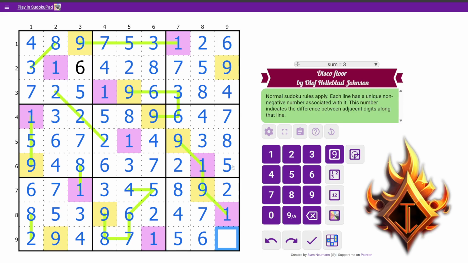Hey, that was a nice puzzle there by Olof Helleblad Johnson called Disco Floor.